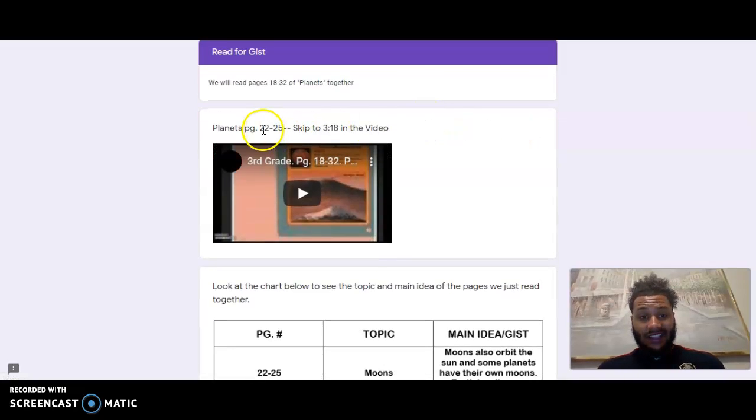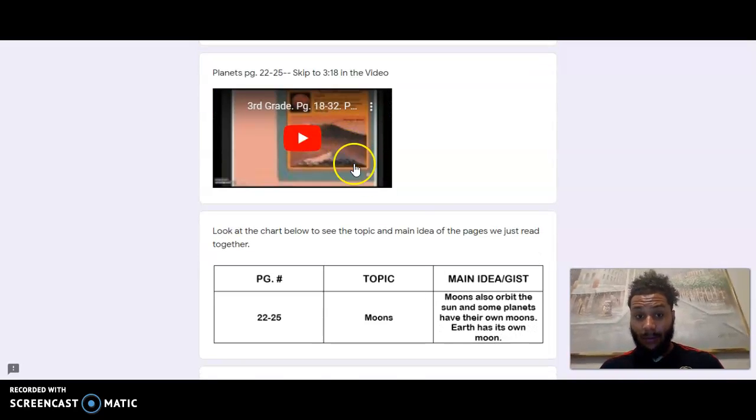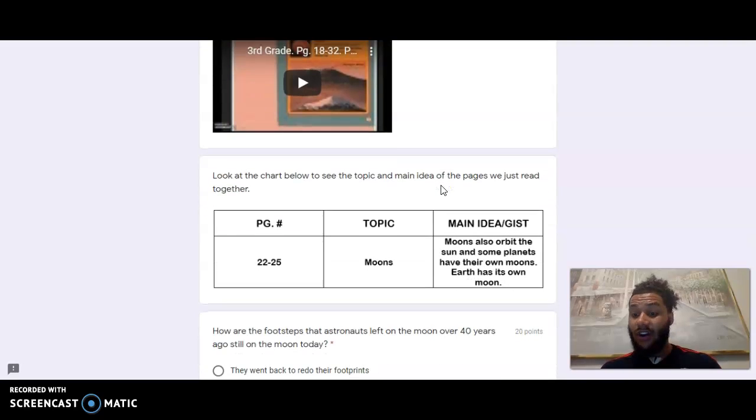The next one again, it says, planets pages 22 to 25. So you should have skipped to where it says 3 minutes and 18 seconds. That is when I start to read page 22 to 25 in the video. So I'm not going to again go back and watch the video again. You should have already done that whenever you were reading it with me. I'm going to go back to my chart that says page 22 to 25 is about moons.